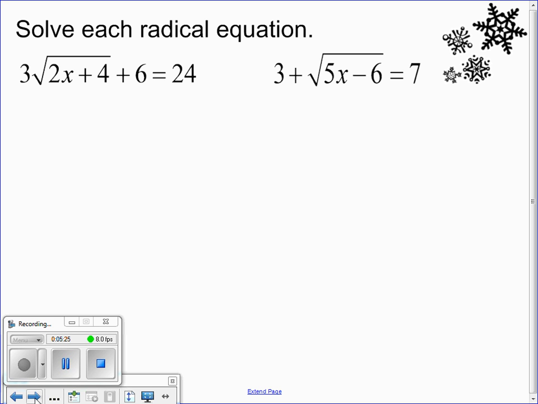So here, to get this radical by itself, what do you move first? The 6. We have to subtract 6 first. So 24 minus 6, 18. Then what? Then we can divide by 3.